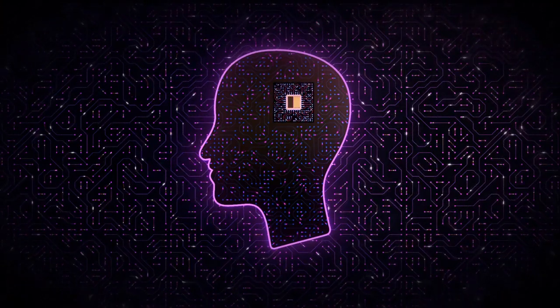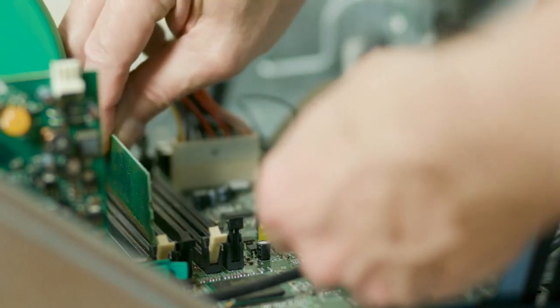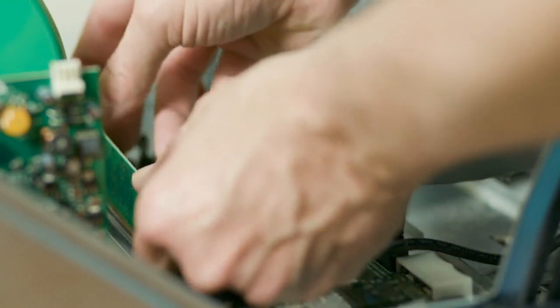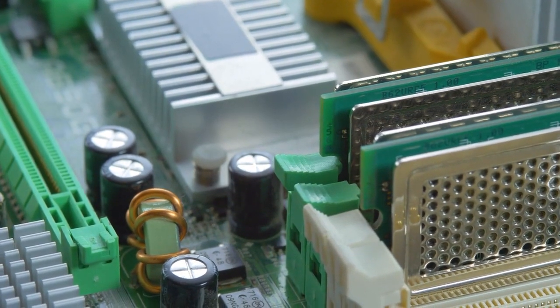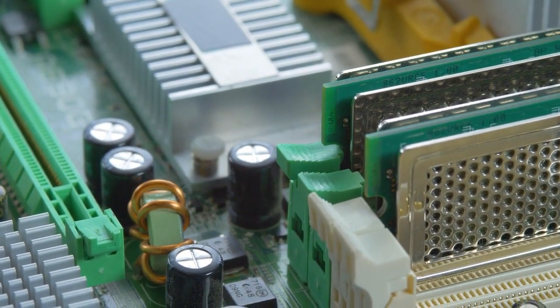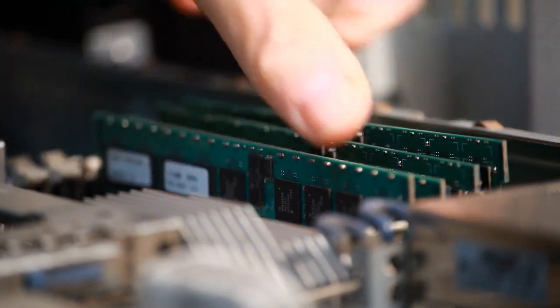2. RAM slots. Random Access Memory, RAM, slots are where you install your computer's memory modules. RAM provides temporary storage for data that the CPU is actively using. The number and type of RAM slots on a motherboard determine the maximum amount and type of RAM you can install.